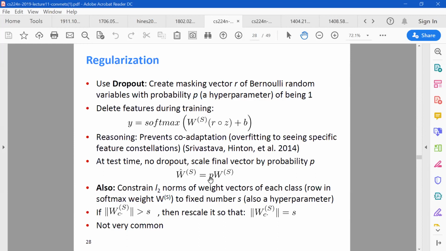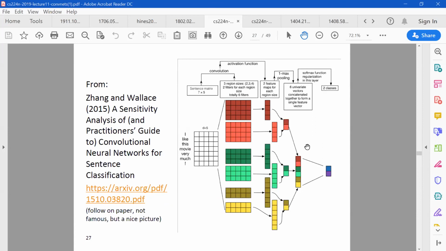So what is W here? I think I missed it. W is the final softmax layer, I think. So it's not the weight, WC, right? It's the activation, right? It's the softmax weight. So back to here. You apply a softmax to this to get this. Okay. So dropout is applied on the softmax, on the final concatenated vector, right? That's what I read into it. Yeah.